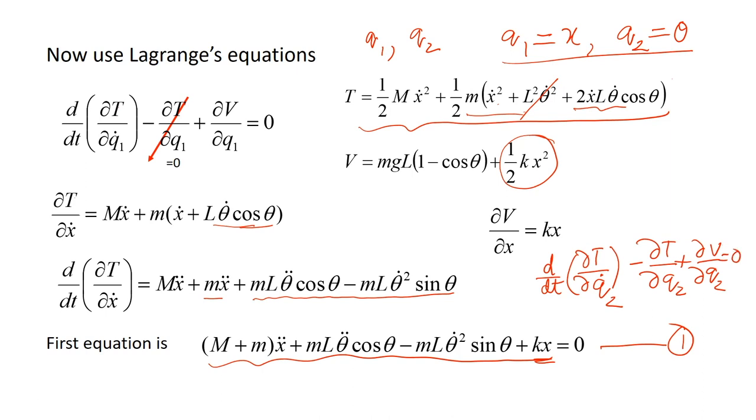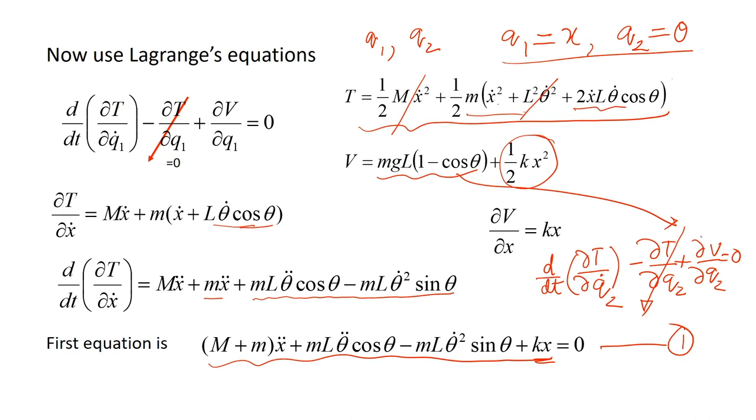You can see here, if I differentiate with respect to q 2 dot, that is, theta dot, this will not come into question. And we can see this is again 0, because there is no displacement term in the kinetic energy. And of course, we can differentiate this, and in that case, the dV by d q 2 will consist only of this.